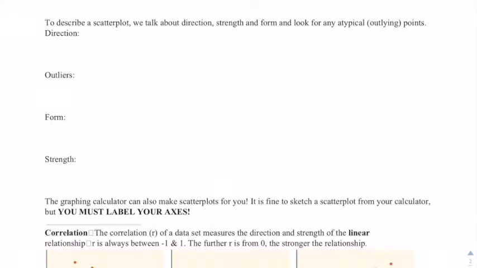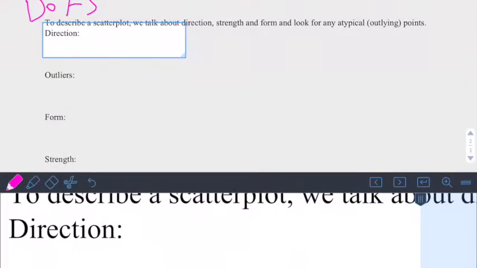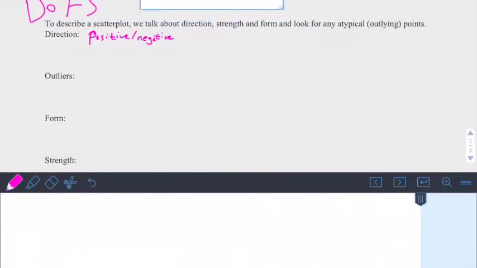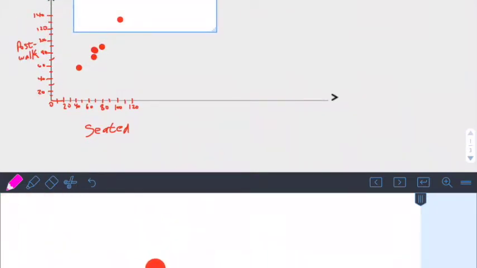So to describe a scatter plot, we have to look for these four things. Remember before how we had SOCS for one variable? Well, this is DOFS. Not really a good one, but it does the job. So direction, outliers, form, and strength. Direction would be positive or negative. So we look at ours up here, it's positive, it's going up.